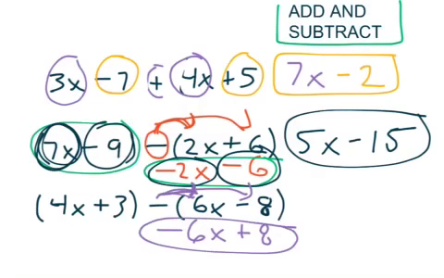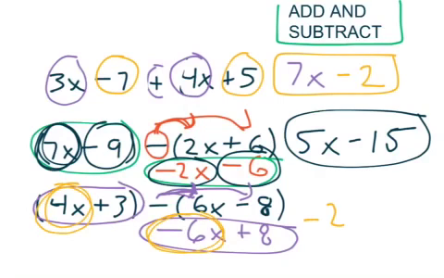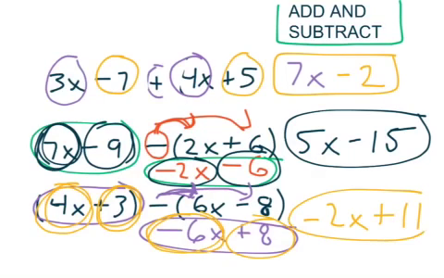So now I'm going to combine this with the first binomial. And let's see what we come up with here. I have a 4x there, minus 6x. Well, that's negative 2x. And a 3 plus 8 is 11. Negative 2x plus 11 is the simplified version of that original expression. Pause the video again, take notes, study, make sure you understand all the steps that were shown.